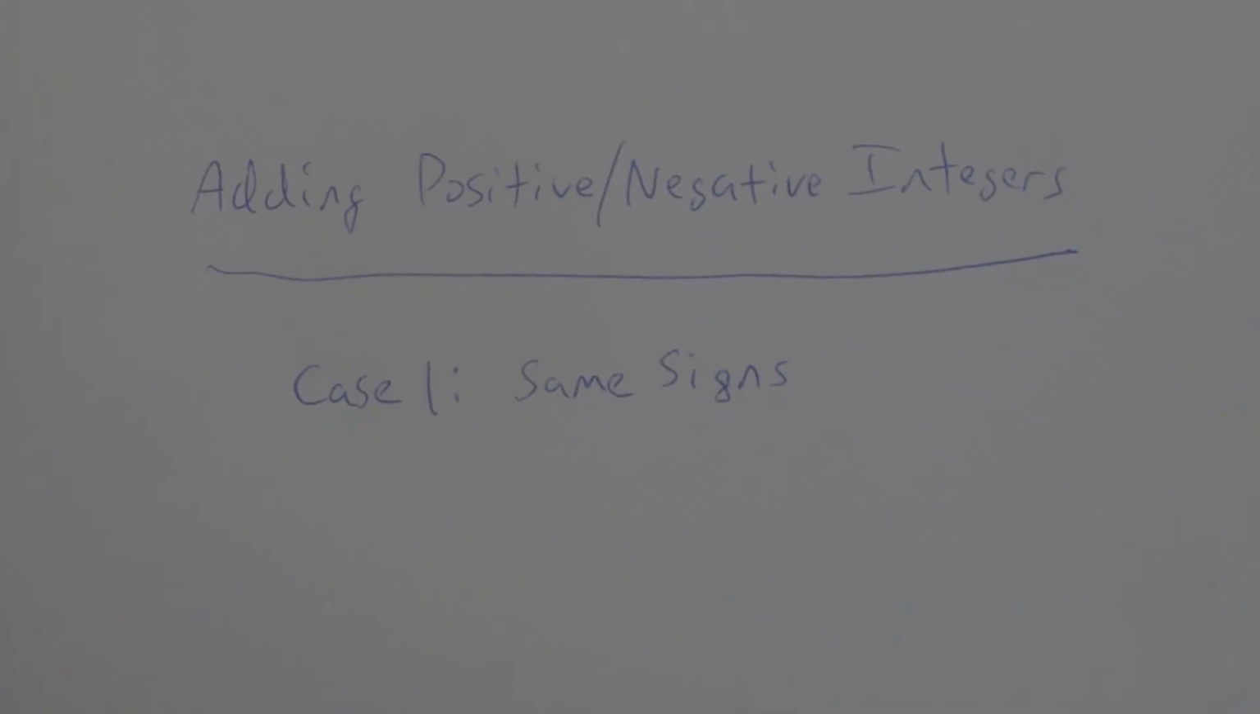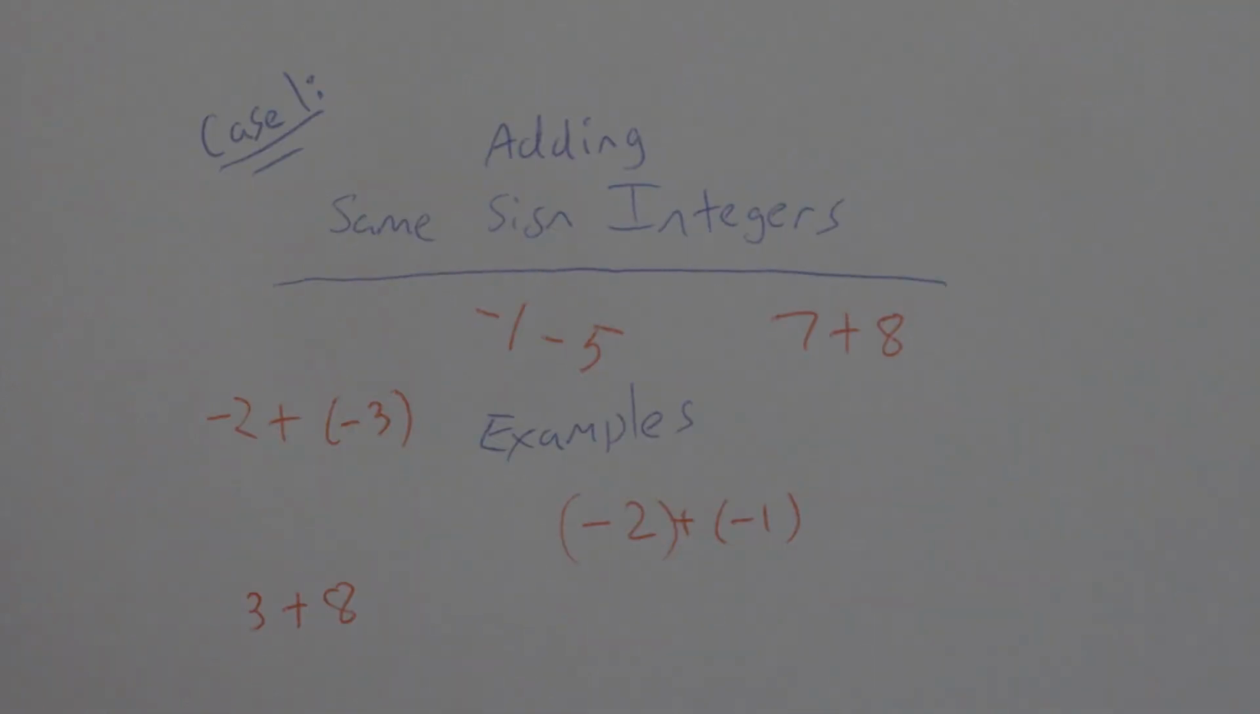What's going on? We're back. We are adding positive slash negative integers, and we are looking at case 1 right now, same signs. So here are some examples of adding same sign integers.